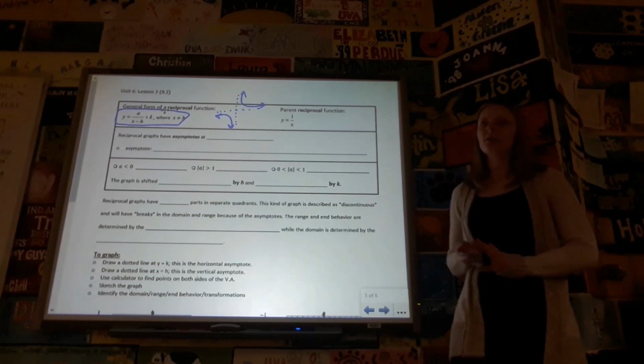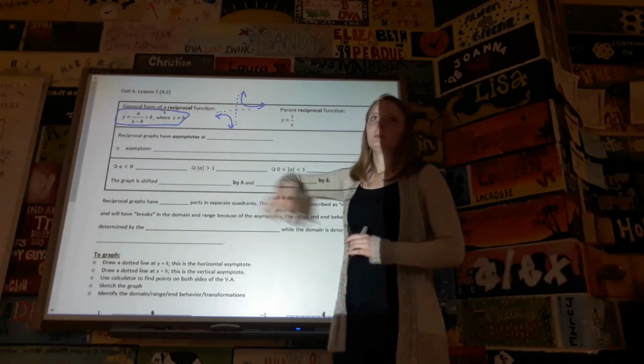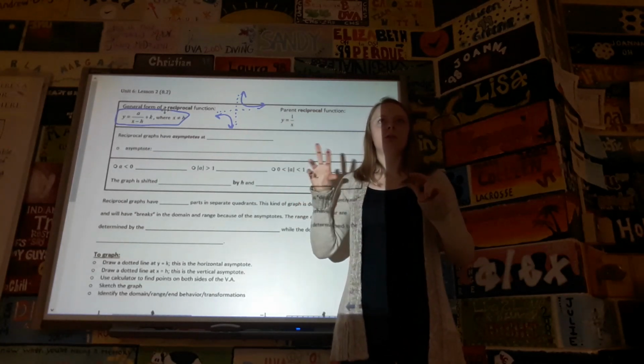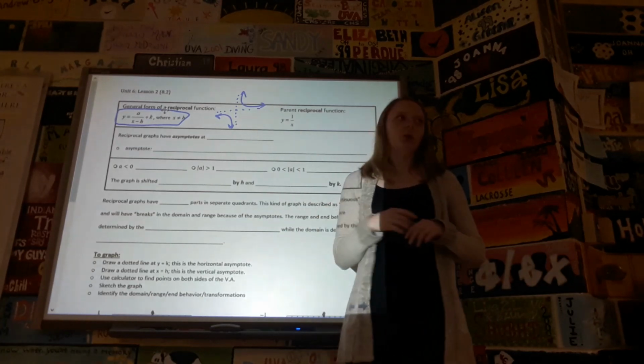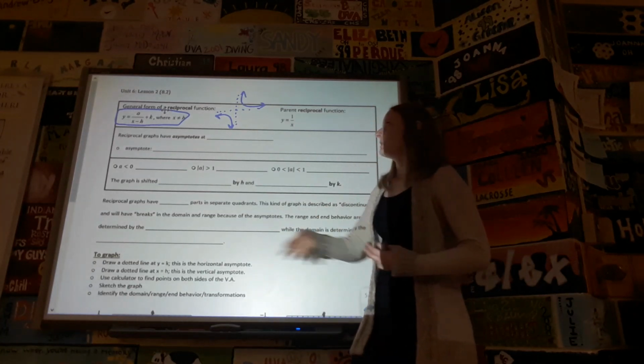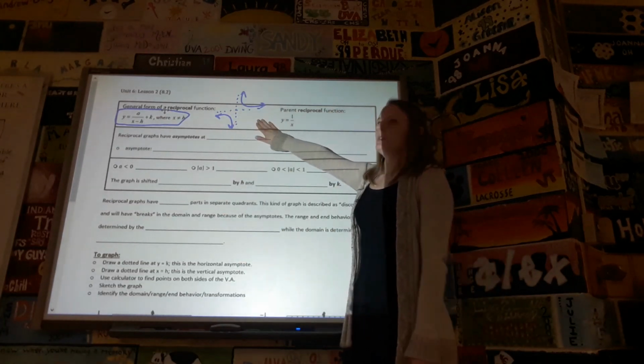And we'll see variations of that for lesson 3. This is what we call a hyperbola. A hyperbola is when you have two separate parts, two curves that are separated in different quadrants with asymptotes separating them. I'll define asymptote for you, but it's these dotted lines. So the shape of our graph is going to look like this.